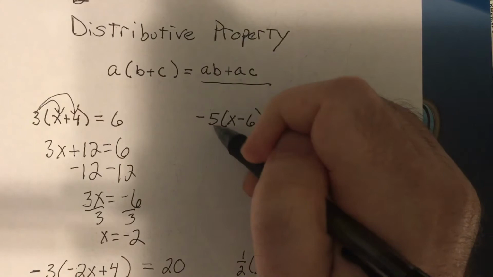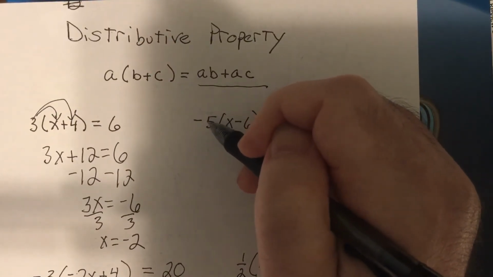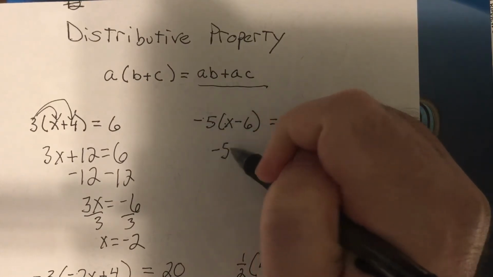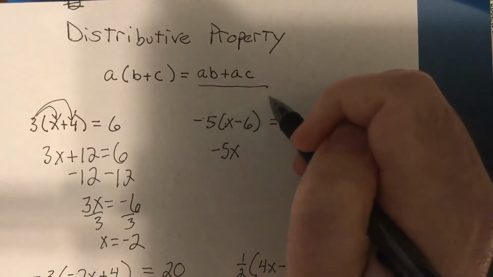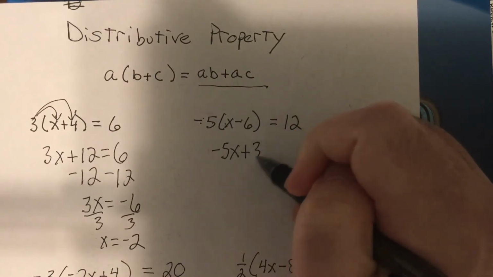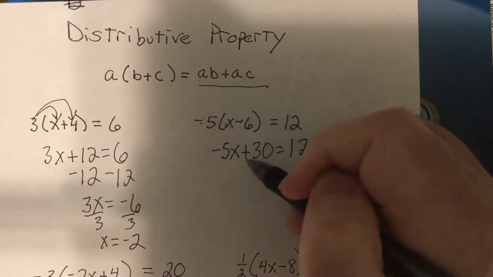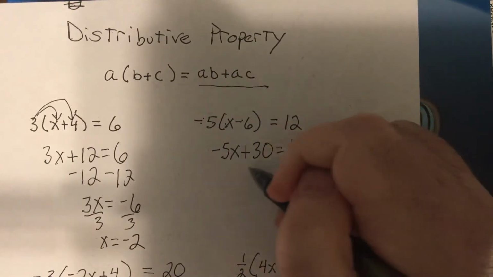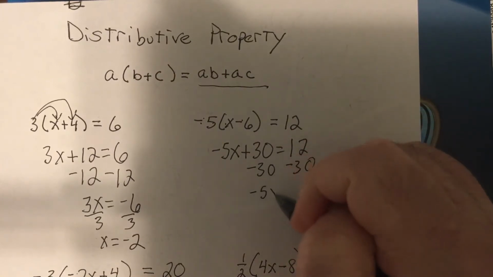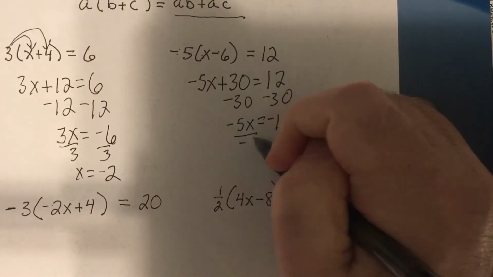Distribute negative 5. Now, I didn't go over all this at the start of the quarter. Well, this is the start of the quarter, but negative 5 times positive 1 would be negative 5x. So positive times a negative is a negative, but a negative times a negative is a positive. So you have to be careful. Negative times a negative is a positive. So we would subtract 30. So it'd be minus 5x equals negative 18. And then divide by negative 5.